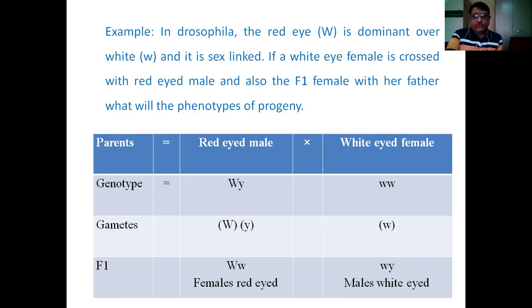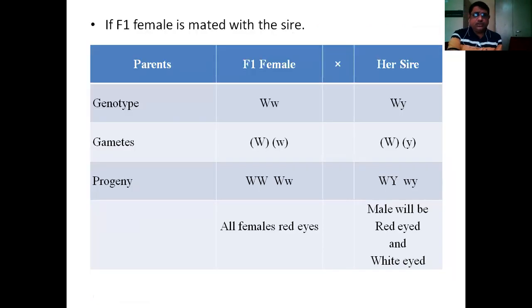Now, the second part of this question is when the F1 female is crossed with her father. Here the F1 female has the genotype capital W, small w. When it is crossed with its father, the father has capital W, Y. So this condition is shown here in the next cross. The genotype of the F1 female will be capital W, small w, and her sire will have capital W, Y. So this F1 female will produce two types of gametes, carrying capital W and small w, while her sire will produce capital W and Y type of gamete.